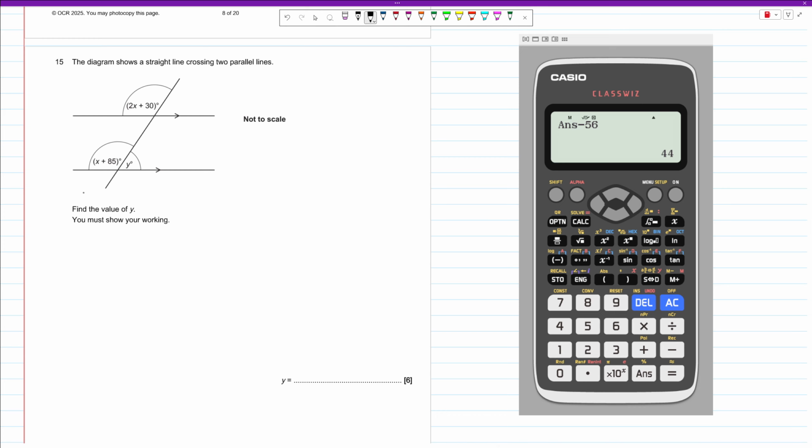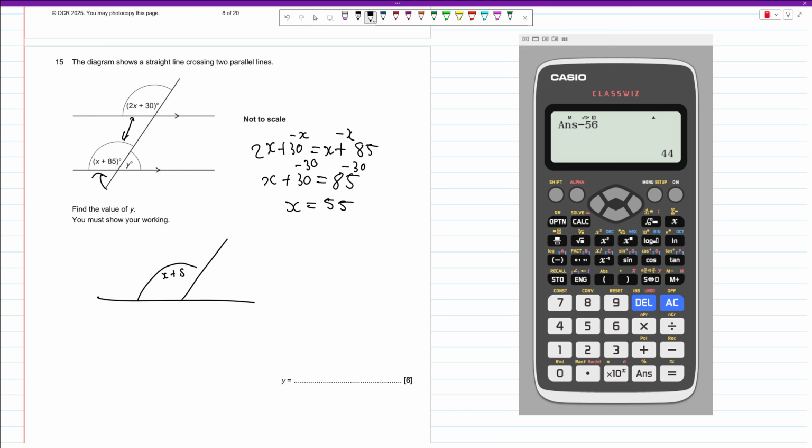Okay. Work out the size of y. Now, again, angles. I know that these two angles must be the same size. 2x add 30 is equal to x add 85. I can solve that by taking away an x on both sides to give me x add 30 is equal to 85. And then I'm going to take away 30 on both sides, and I'm going to get x is equal to 55.